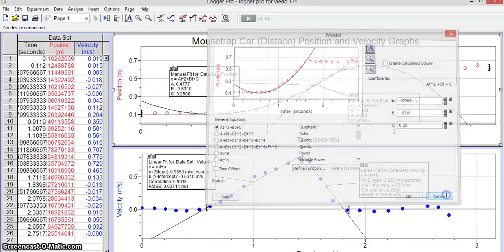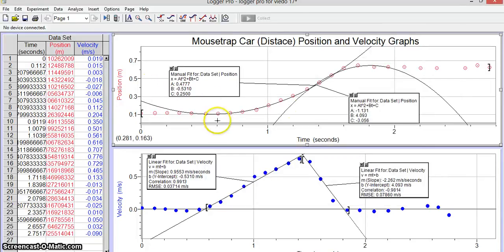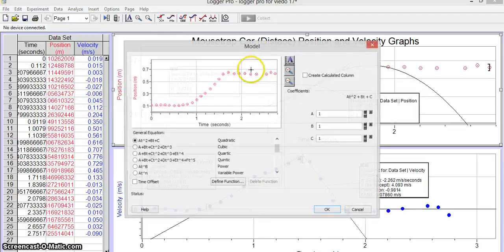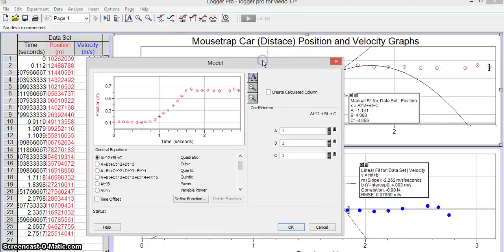I'm not going to do it because I already have it here, but as you can see, it's a pretty close fit. And then I did the same thing for the part where the car was slowing down. So I did the same exact thing. We know that it's 1/2 a t squared.